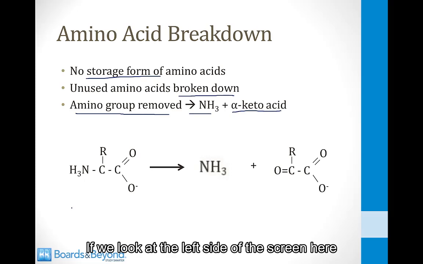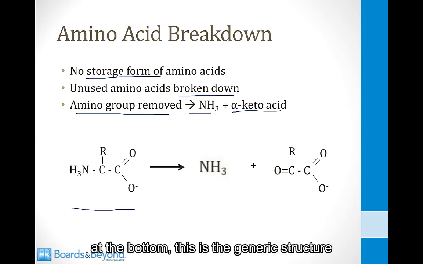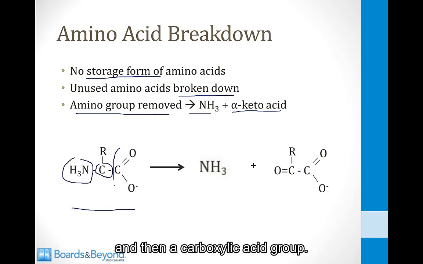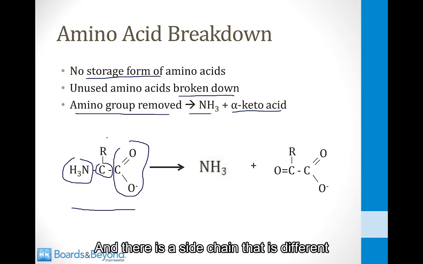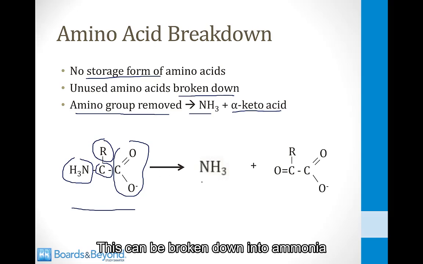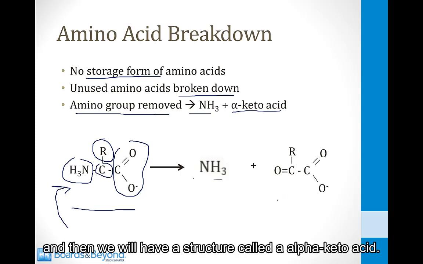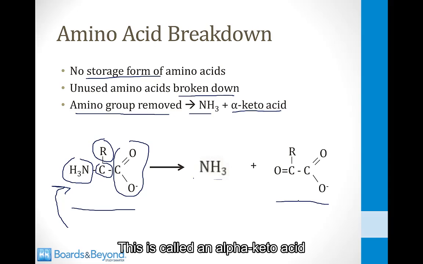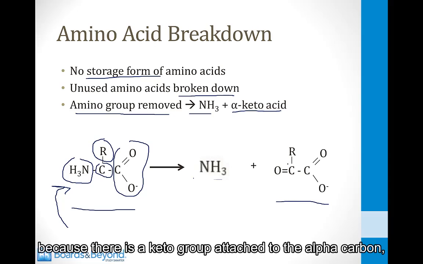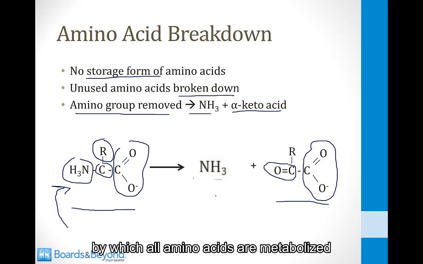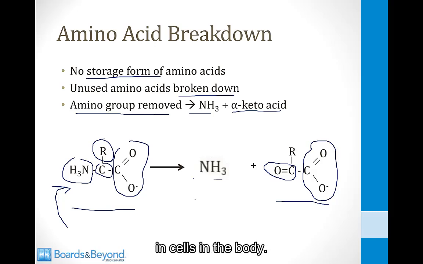If we look at the left side of the screen here at the bottom, this is the generic structure of an amino acid. We have an amino group attached to an alpha carbon and then a carboxylic acid group, and there is a side chain that is different for each amino acid represented by the R. This can be broken down into ammonia by removal of the amine group, and then we will have a structure called an alpha keto acid. This is called an alpha keto acid because there is a keto group attached to the alpha carbon, and then there is a carboxylic acid group here. And this is the generic way by which all amino acids are metabolized in cells in the body.